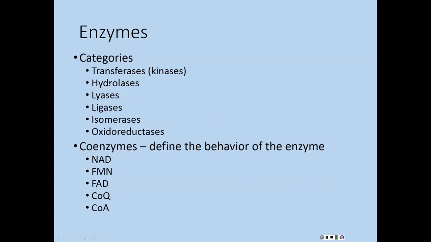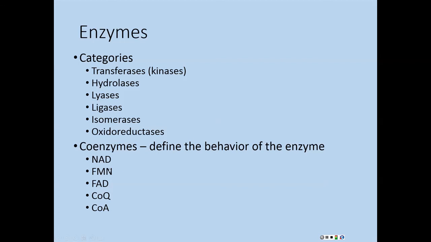So remember, transferases transfer molecules from one part to another. Kinases specifically transfer a phosphate from one part of a molecule or one substance to another. Hydrolysis, water is either added or removed, an older category, but we're still going to use it. Lyases break large substances into two or more smaller parts. Ligases bring them together. Isomerases rearrange, and oxidoreductases are necessary for oxidation reduction reactions. Coenzymes, we say, they define the behavior of the enzyme. In this case, they're small organic molecules. Many come from vitamins. So that's important to know.